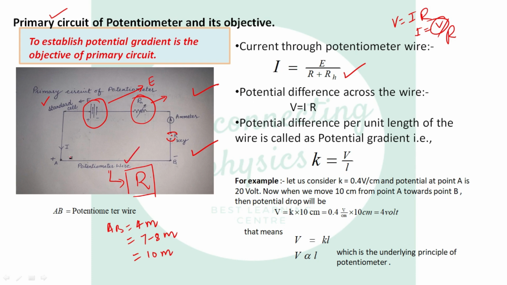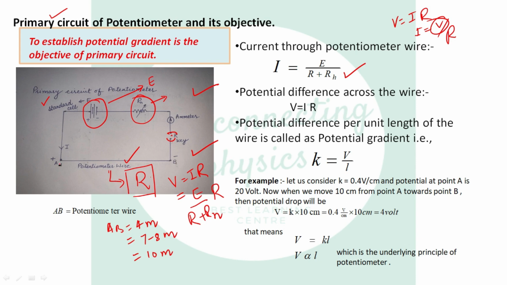Now we can calculate the potential difference across this wire. The potential difference is V equal to I into R. What is I? I is E divided by R plus R_H, into R. So this is the potential difference we calculated across the potentiometer wire.